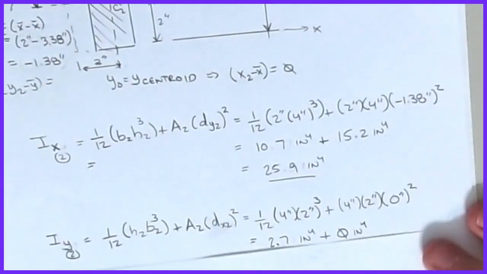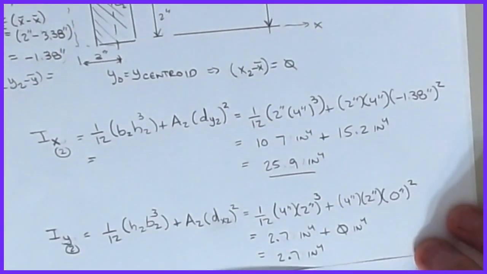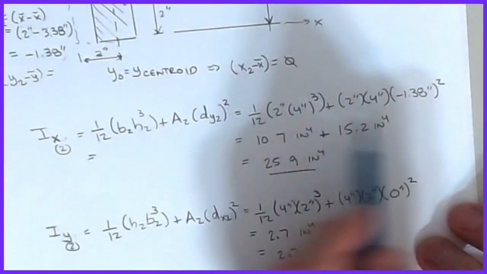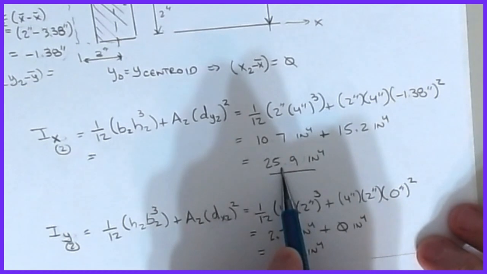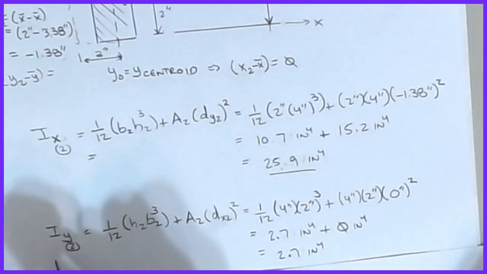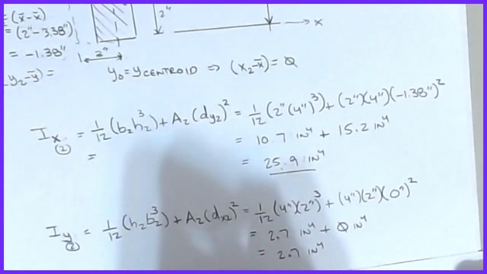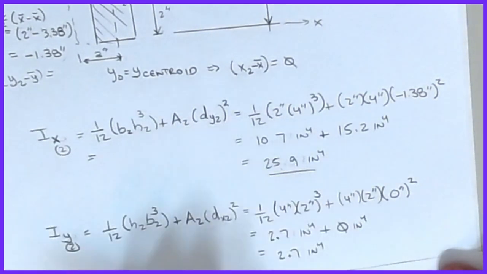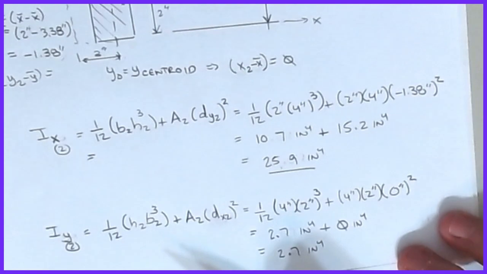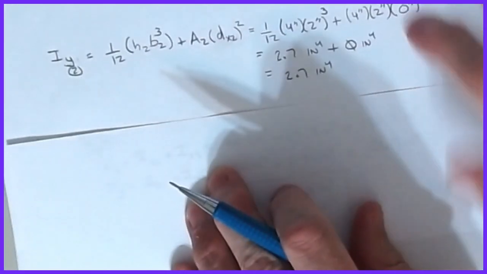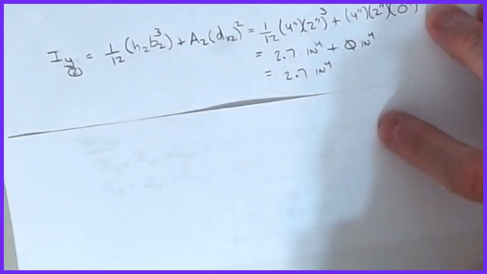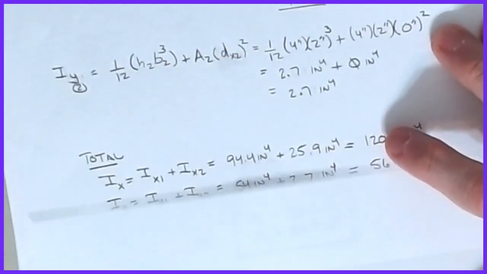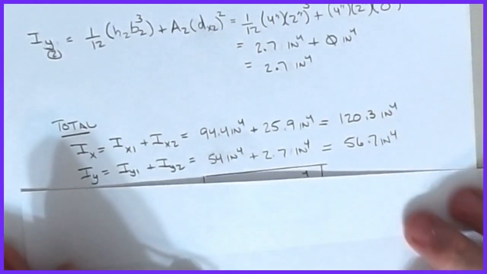Right? And so then I can go through and play the exact same game calculating IX and IY and their contributions. If I do all the math, plug in all my terms, I get 25.9 inches to the fourth for IX. And then if I do IY, I get a figure of 2.7 inches to the fourth as a contribution of that guy about the y-axis. So not much at all. All right, so now that I've got all these contributions taken about the same centroidal axis, I can come in and total them up.